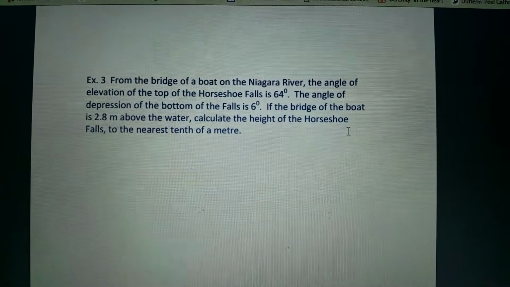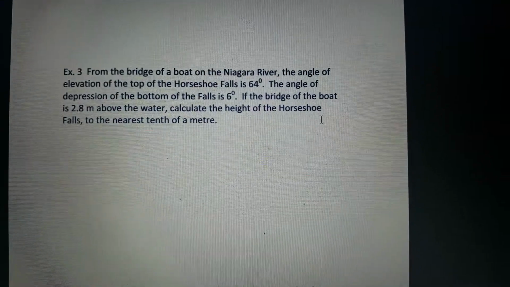So from the bridge, it says the angle of elevation to the top of Horseshoe Falls is 64 degrees. So Horseshoe Falls would be a waterfall, in case you don't know. So here's your waterfall.